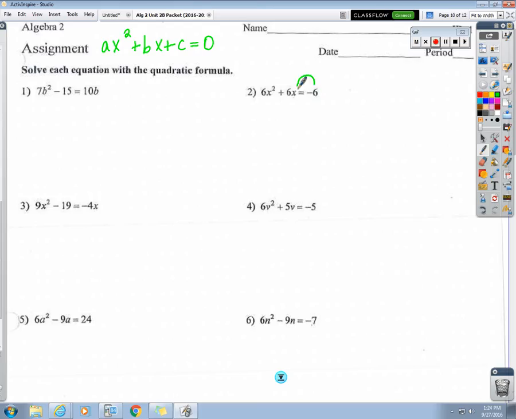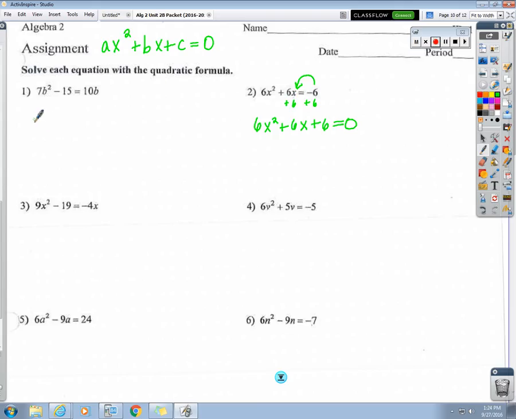Correct. This belongs over here. And since it's a negative 6, to get it to go over there, how do you do it? Correct. Okay, so now you have 6x squared plus 6x plus 6 equals 0. Now it's in standard form, so I'm ready to use the quadratic formula.